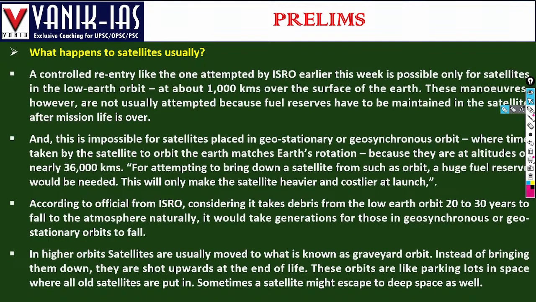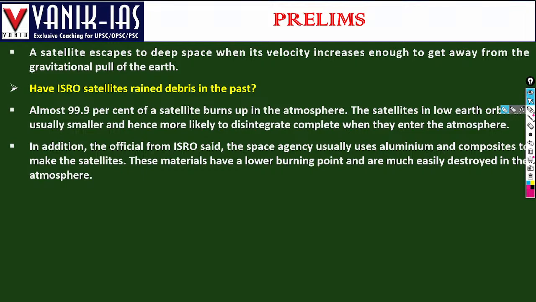So above their orbit, satellites are normally pushed so that they are like a parking lot of the dead satellites, and no new satellite is placed there, so it is like a parking lot for the outdated satellites whose span of life is over. Fine. A satellite escapes to deep space when its velocity increases enough to get away from the gravitational pull of the Earth. Have ISRO satellites rained debris in the past?